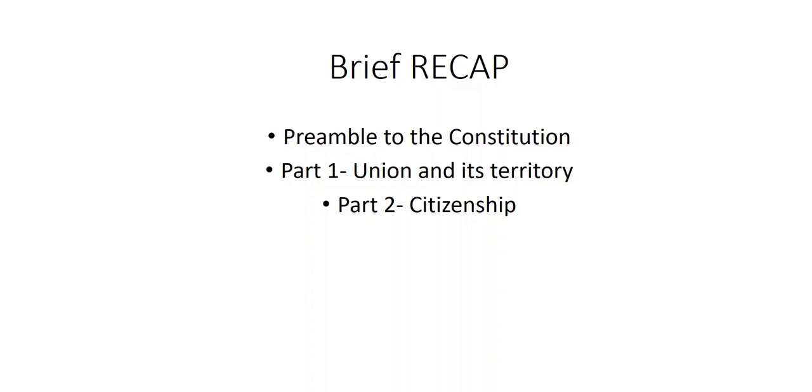Part 1 of the Constitution is Union and its territory, where we talk about कि इंडिया के यूनियन में, इंडिया की टेरिटरी में कौन कौन से यूनियन एंड स्टेट्स हैं, एंड हाउ न्यू स्टेट्स कैन बी एडेड और न्यू स्टेट्स कैन बी एलिमिनेटेड फ्रॉम द एग्जिस्टिंग टेरिटरी, एंड सो ऑन एंड सो फोर्थ.